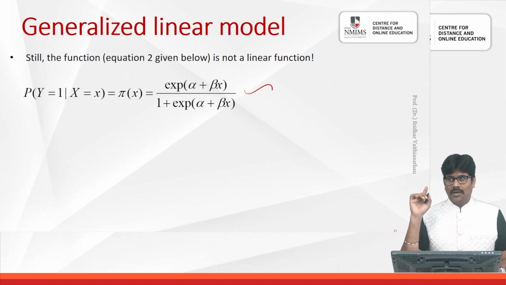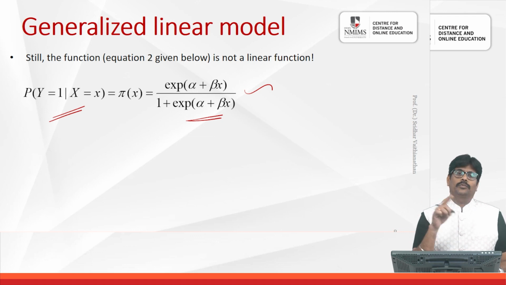That means per unit change in x will produce a proportionate change in the dependent variable y, whereas here, what is the relationship between the RHS part of it and the LHS part of it? It is not linear. So a proportionate change in x will not produce a proportionate change in y. Then what is the way out?